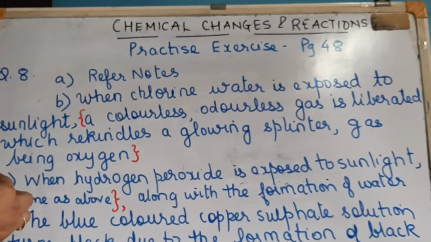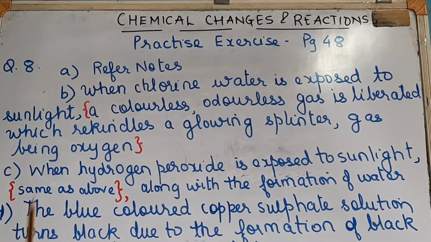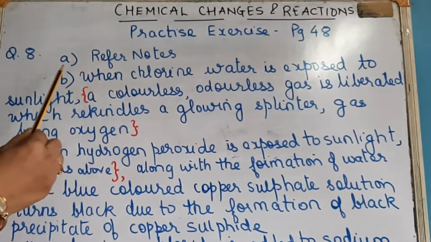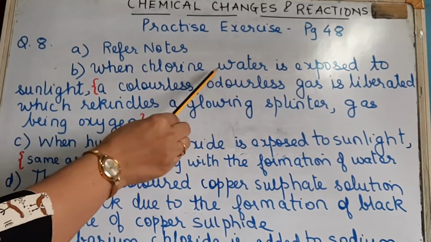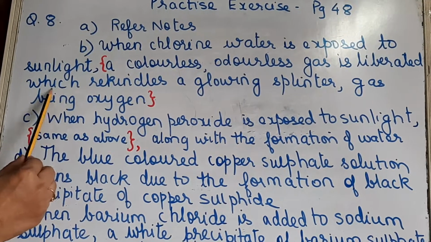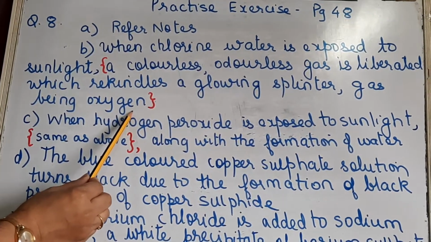So that question 8 which we just discussed, I have written it down so that you can refer to it properly. 8 was, you can refer to your notes because you have done it once for homework. The B part: when chlorine water is exposed to sunlight, a colorless, odorless gas is liberated which rekindles a glowing splinter, the gas being oxygen. Okay.